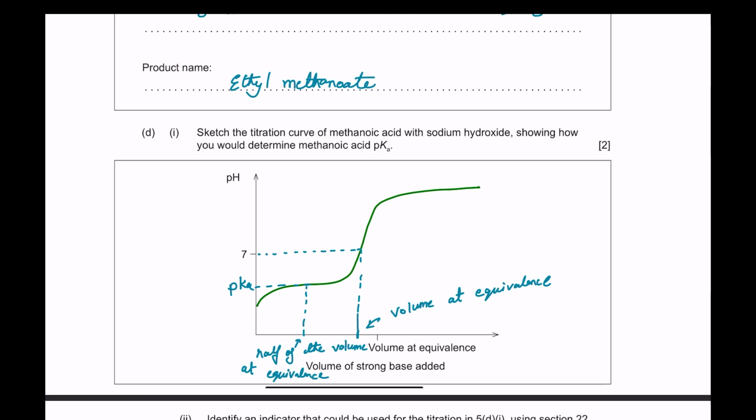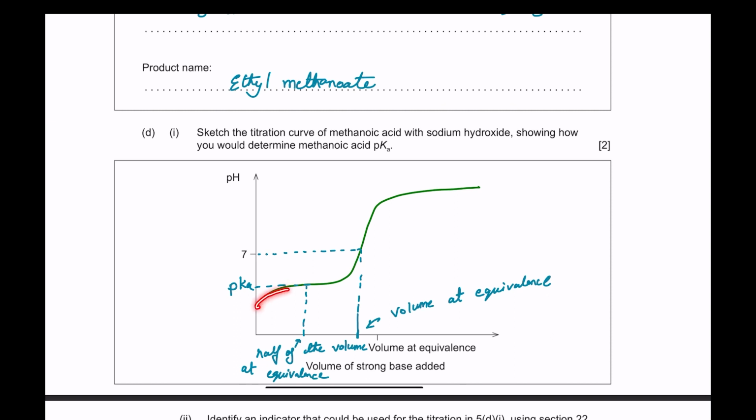We have to draw the titration curve with methanoic acid and sodium hydroxide, and we should also show how to determine the pKa value. So methanoic acid is a weak acid while sodium hydroxide is a strong base. At the end of the reaction, the pH will be greater than 7, or basic. As NaOH is a strong base, it will be very basic. So I can say that the end pH will be here. In the beginning, as methanoic acid is a weak acid, our pH will start at a value less than 7.